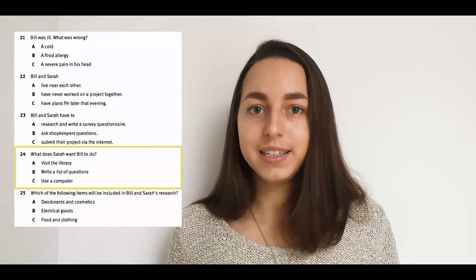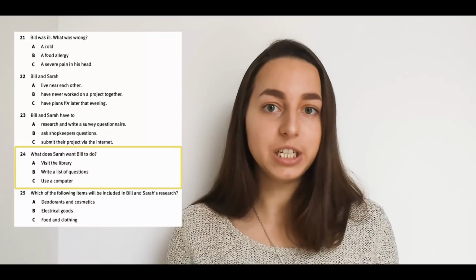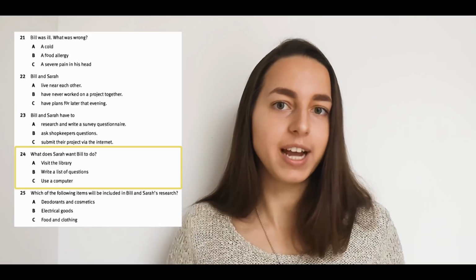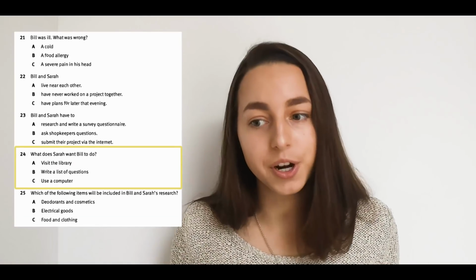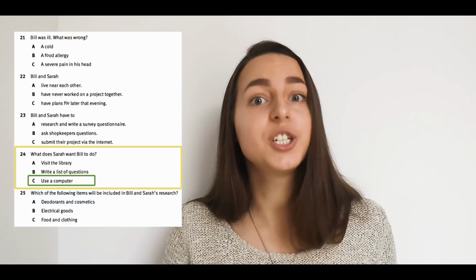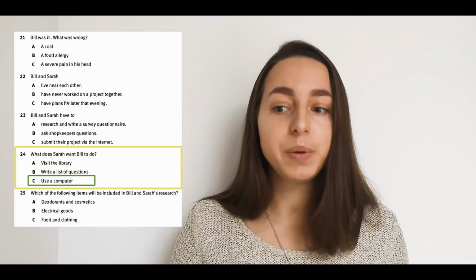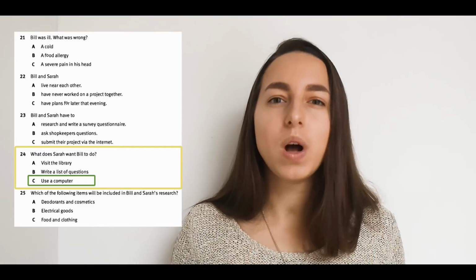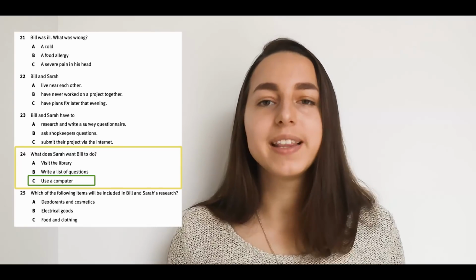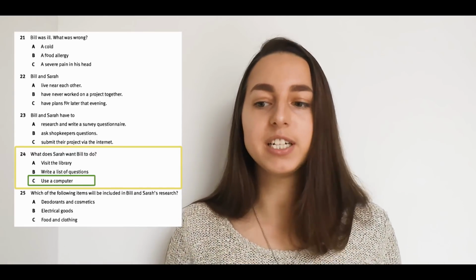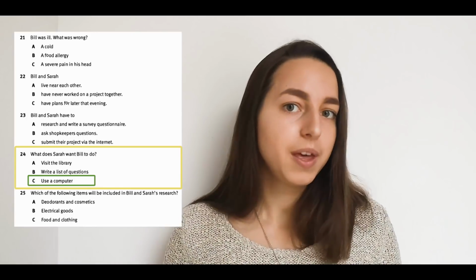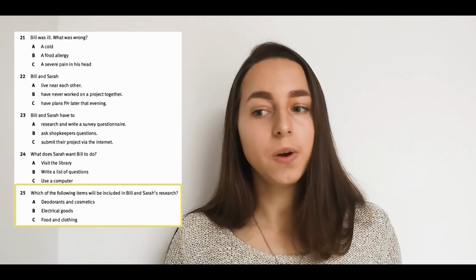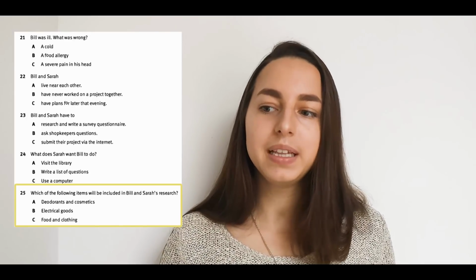And this basically is the grammar structure. Would you be willing to? When she asks Bill to do something, she wants Bill to look up references online. And therefore, she wants Bill to use a computer because she doesn't want Bill to go to the library. She will go to the library. She doesn't want Bill to write a list of questions. They have not talked about that because then she says, once we are done with the reference checks, we can write the questions together, so the questions they're writing together, and we are only left with the option C, to use a computer.